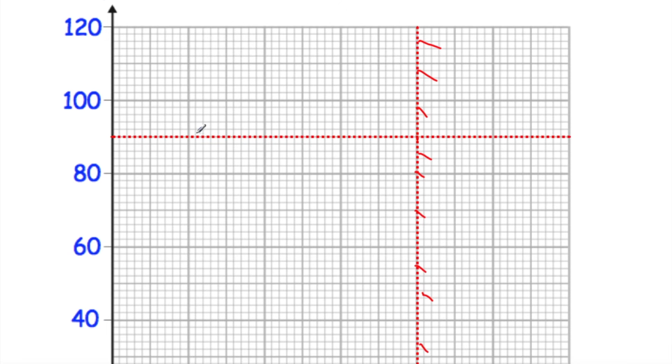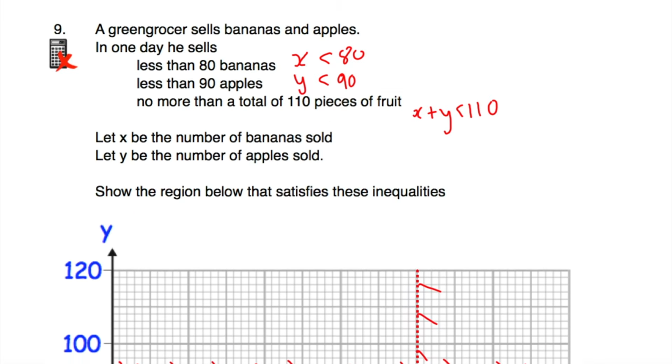So we've just drawn the line of y equals 90, and it said that y was less than 90, so it's going to be everything below that line. So let's just reject above that line, like so. Okay, so that's fantastic. We've done two of the inequalities.